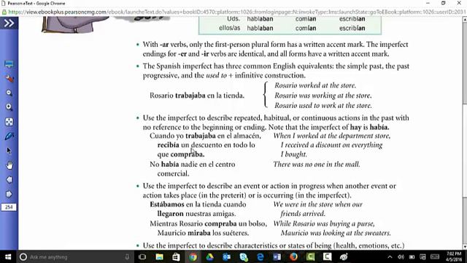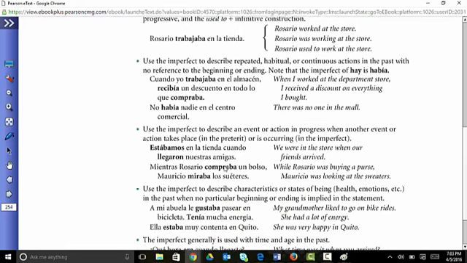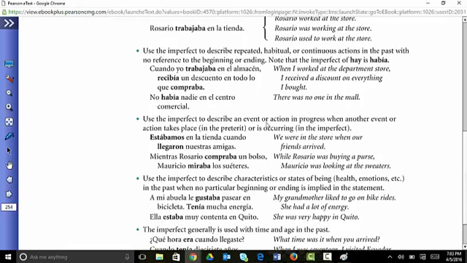It implies repetition. No había nadie en el centro comercial. There was no one in the mall. So the imperfect of hay is había. Use the imperfect to describe an event or action in progress when another event or action takes place or is occurring.